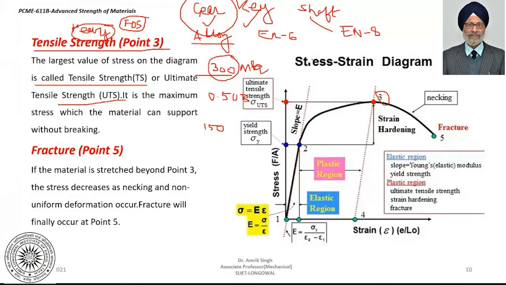So that means we would not like the material to fail here. Although the material can work up to this, we would like that it should be near yield strength. So this is the meaning of the UTS.